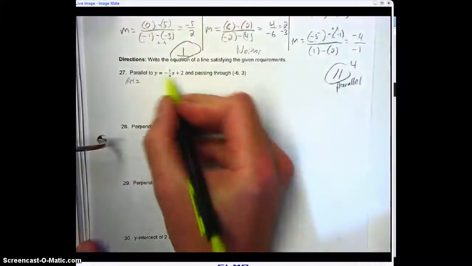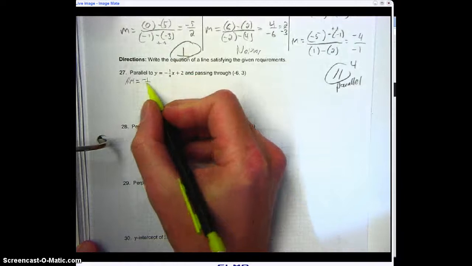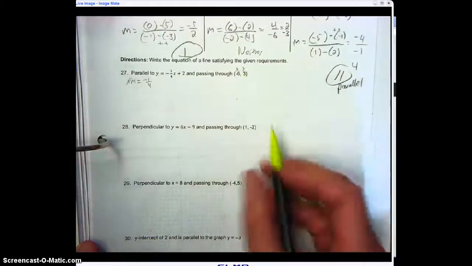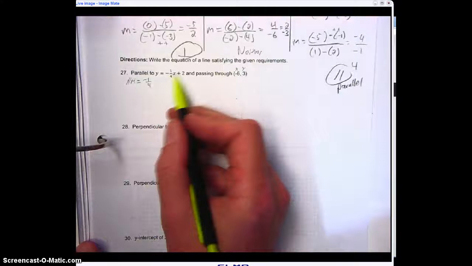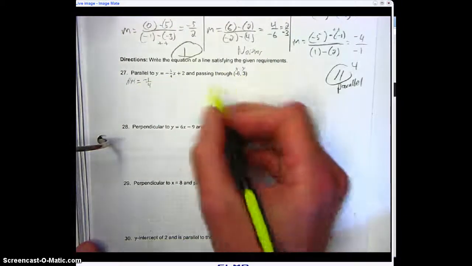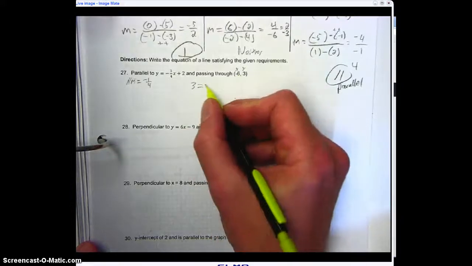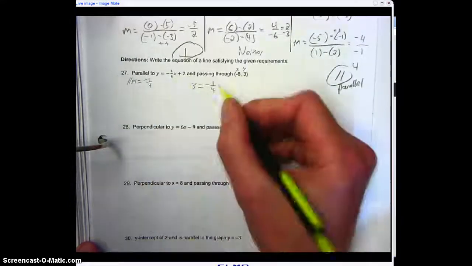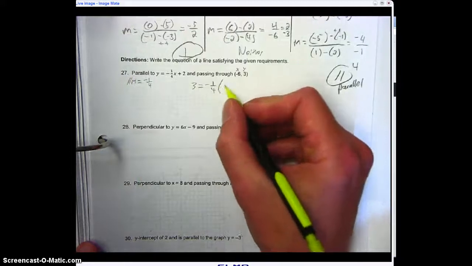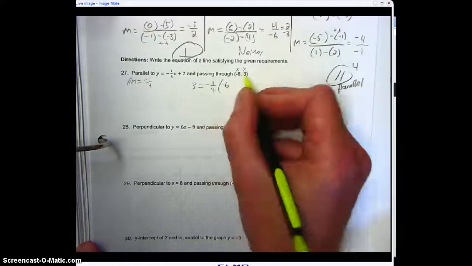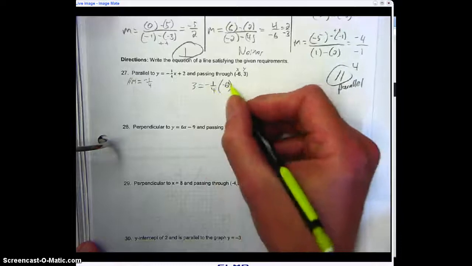The parallel slope to this is the same, so I'm going to write the parallel slope is negative 1/4. It passes through this point, so we want to write an equation that's parallel to this but passes through this. It's what we've done before. All you do is plug all this into y equals mx plus b. So 3 equals negative 1/4, the same slope because they're parallel, times the x value of negative 6, plus b.